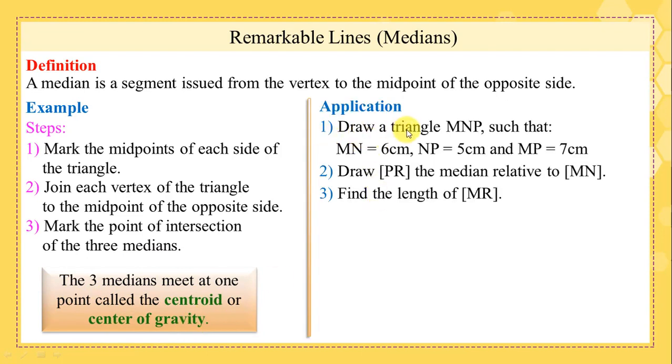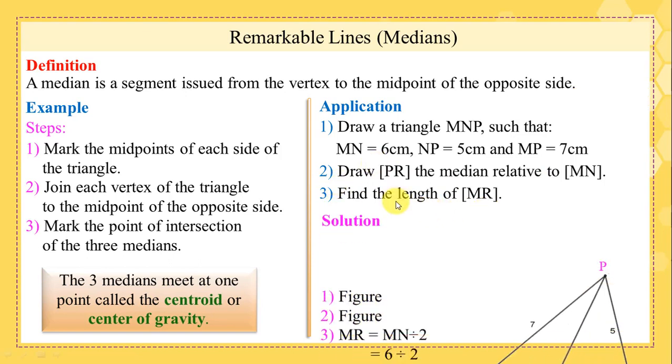Application. 1. Draw a triangle MNP such that MN equals 6 cm, NP equals 5 cm, and MP equals 7 cm. 2. Draw PR, the median relative to MN. 3. Find the length of MR. Please pause the video and try to solve the application.